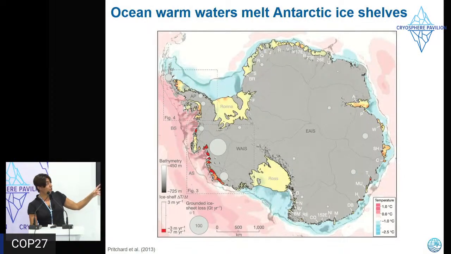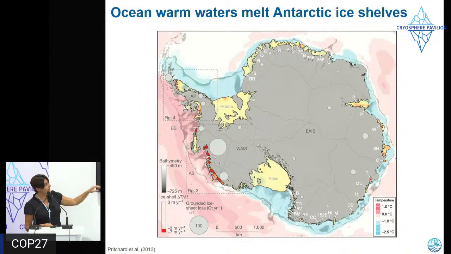If we look at the oceanic temperature, this figure shows you the temperature of the water around Antarctica, of this Antarctic Circumpolar Current. You can see that temperature varies from minus 1 to 1 degrees, and actually is especially warm along the coast of West Antarctica, okay, which is all this part here on the picture.